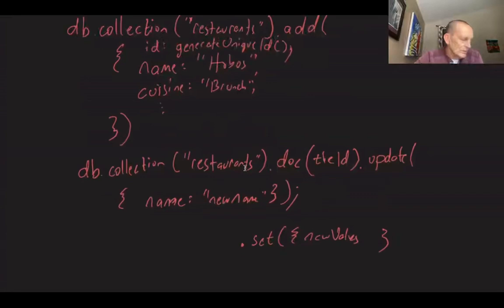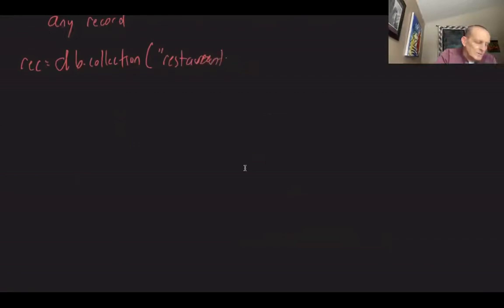Now let's look at subcollections. So subcollections are really fairly straightforward. So basically, any record, you can always do a dot collection. So basically, if we said rec equals db.collection of restaurants, just imagine we spell that right, doc, and then we have here a restaurant ID.